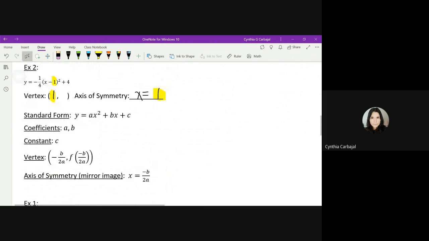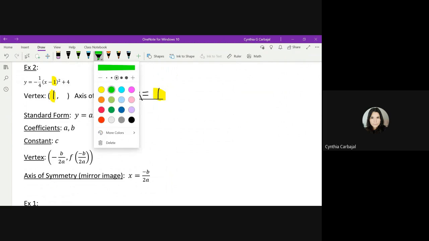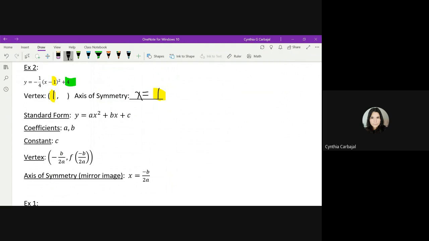All right. And then here our k is 4. So then 4 is the y value. And it's always the exact same for the y value. You don't change it like the x value.